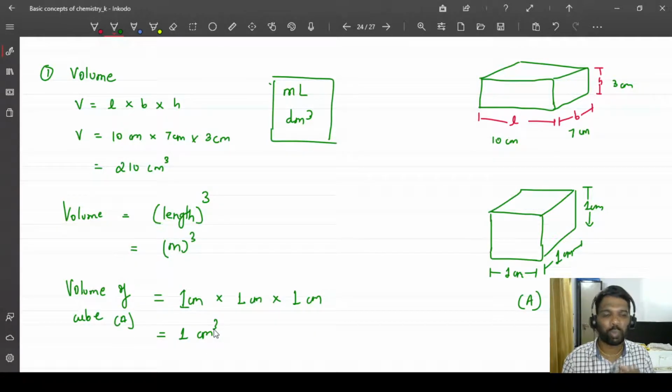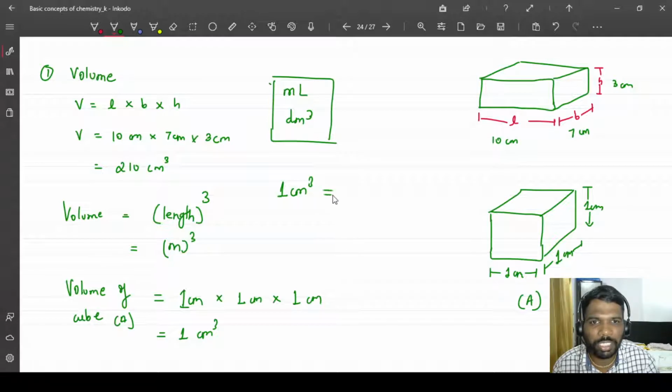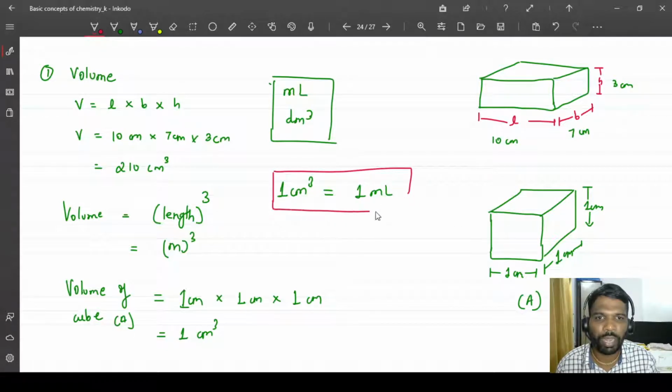Now, how is this 1 centimeter cube related to the ml? Remember, 1 centimeter cube is equal to 1 ml. If there is 1 ml of water, then the volume will be 1 centimeter cube. Saying 1 centimeter cube or a cubic centimeter is one and the same, which is equal to 1 ml. This is a very important relation between a unit of length and a volume. Here, I have expressed a volume in terms of a unit of length, that is centimeter cube, and here it is ml.